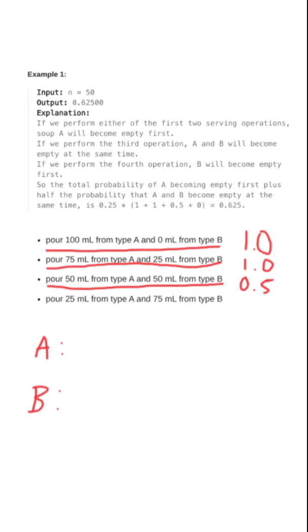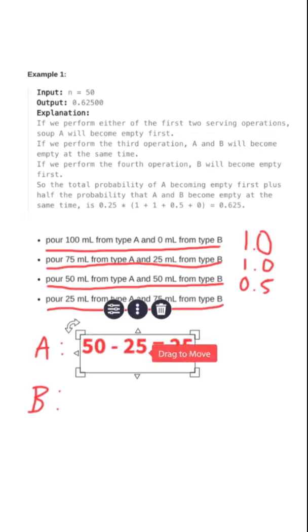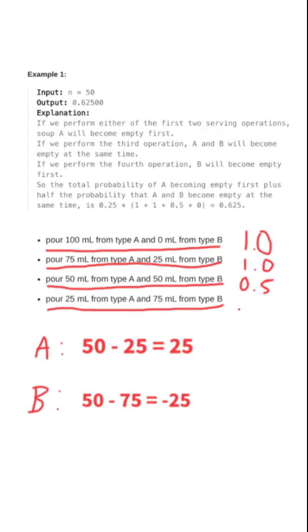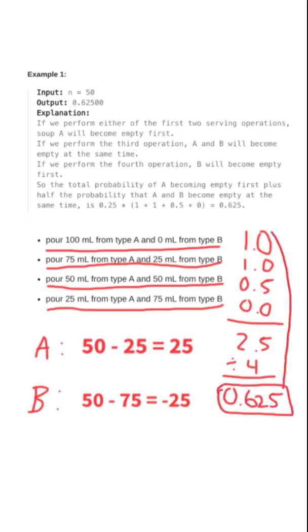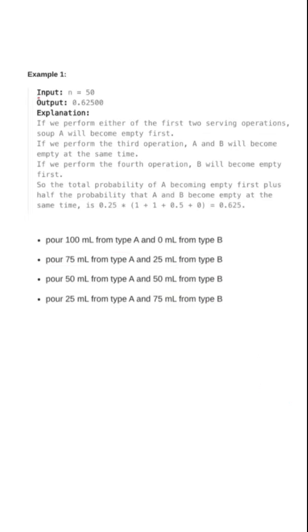And in option 4, we only pour 25 from A but 75 from B, so soup B runs out first, which means there is a 0% chance of soup A running out first. Then we average out the probabilities to get 2.5 divided by 4 equals 0.625, which is our answer. So we've seen with a small number of milliliters like 50, we can easily compute our answer.